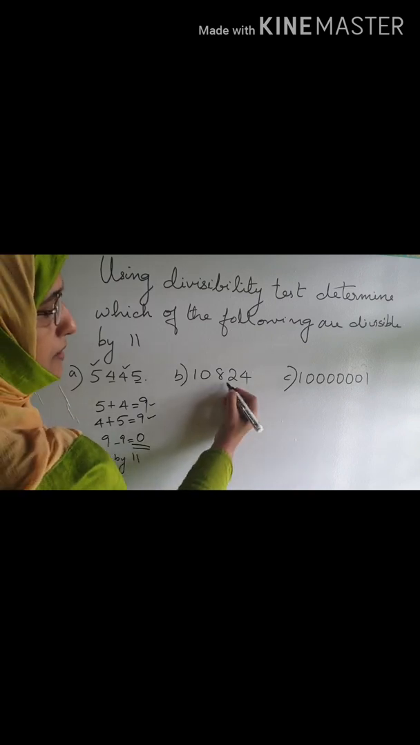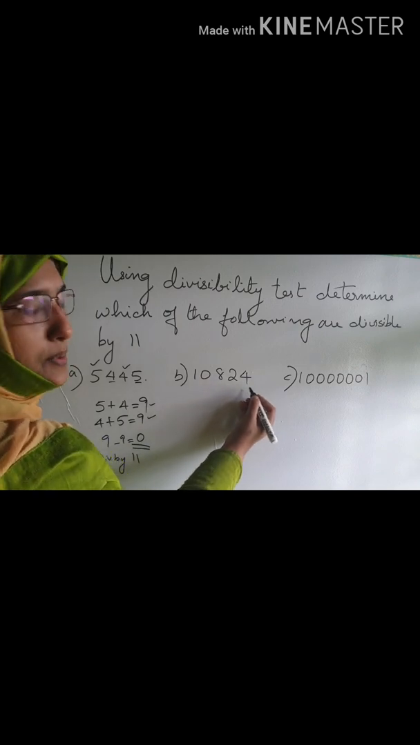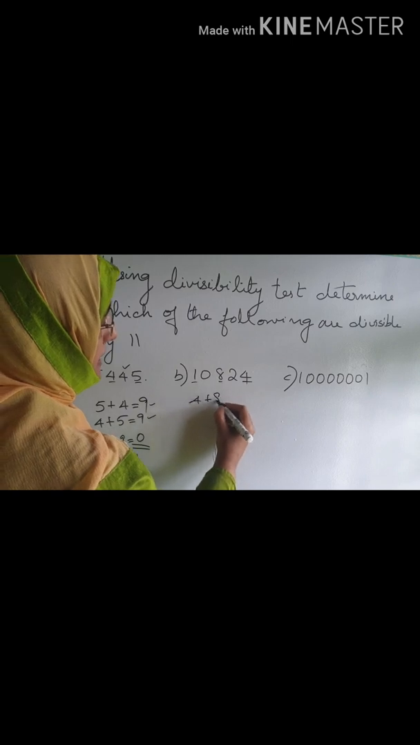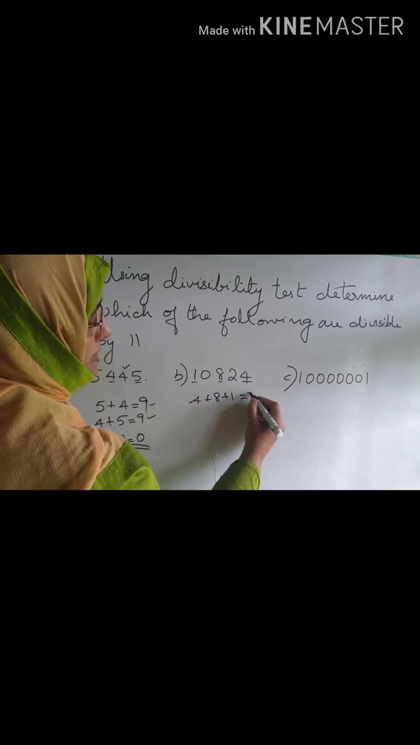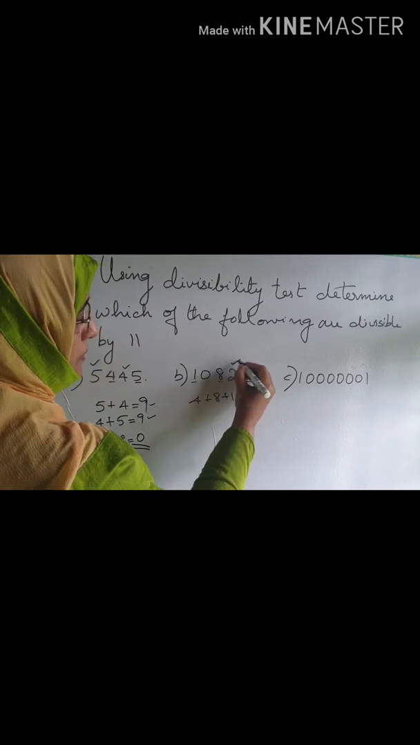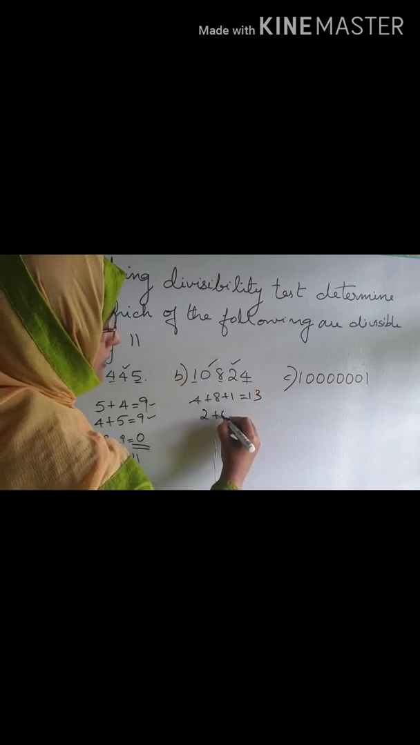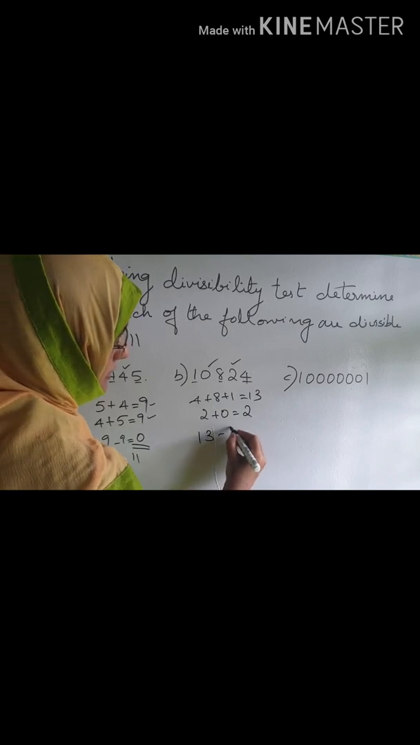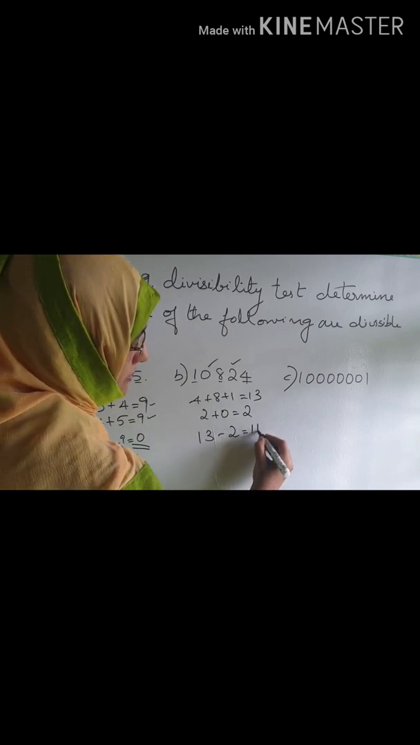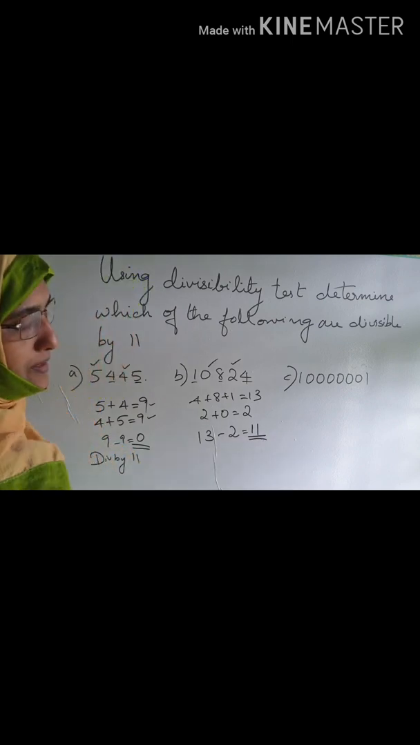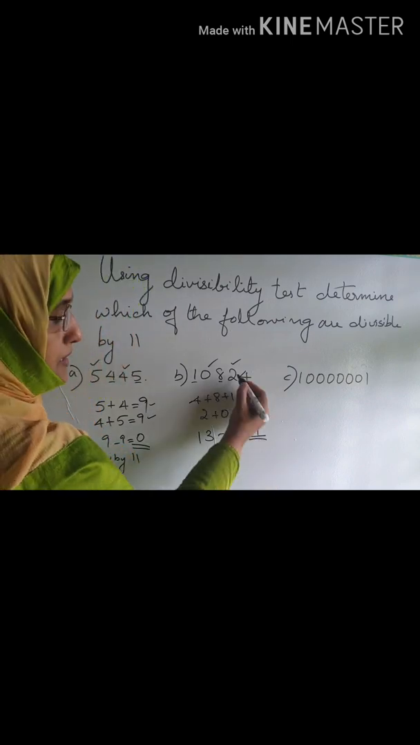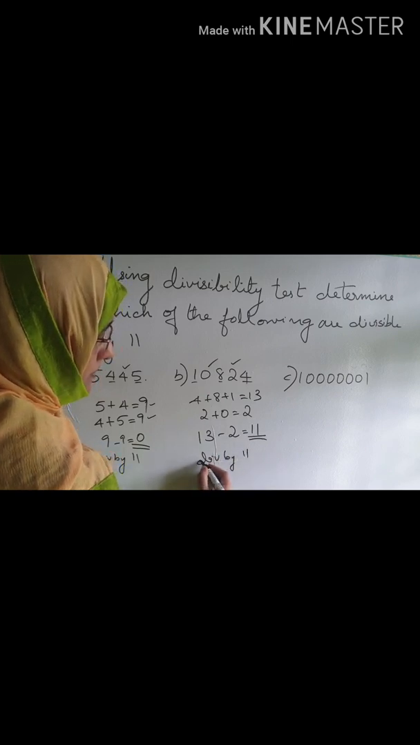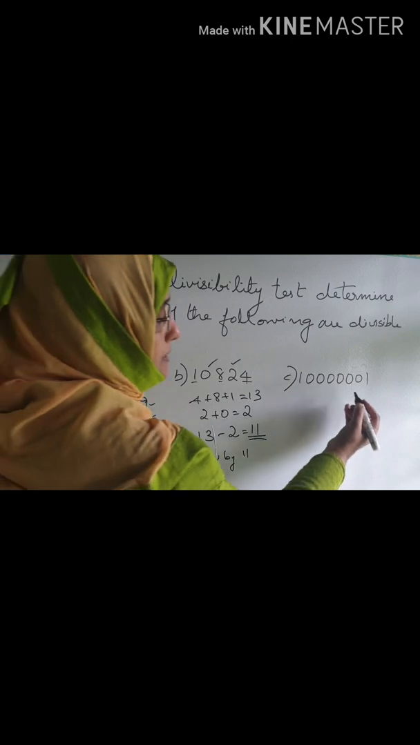Next one, 10,824. Take the alternate numbers 4, 8, 1. 4 plus 8 plus 1 is 13. Then 2 and 0, 2 plus 0 is 2. Then 13 minus 2. What is 13 minus 2? It is 11. So it's a multiple of 11. So this number is divisible by 11. Okay, take the next one.